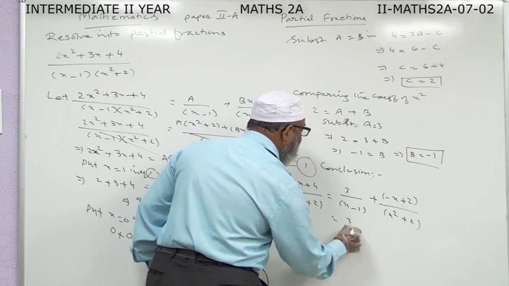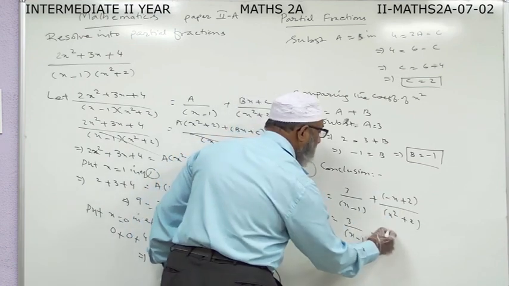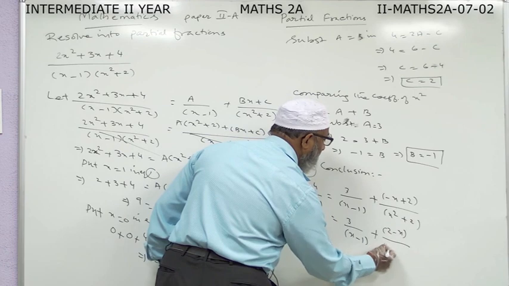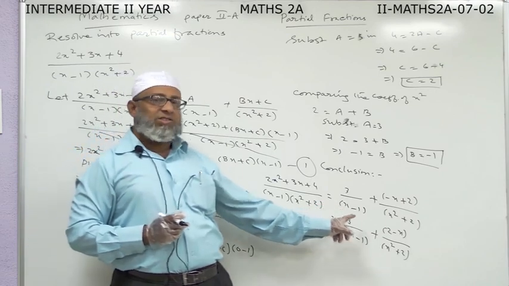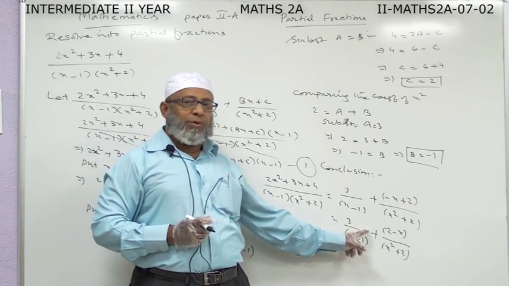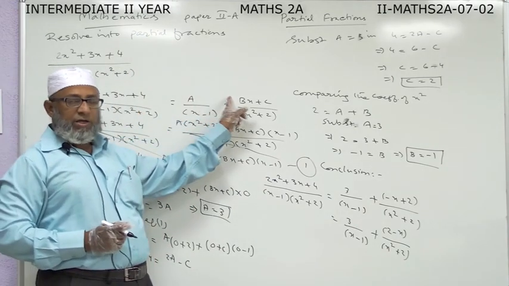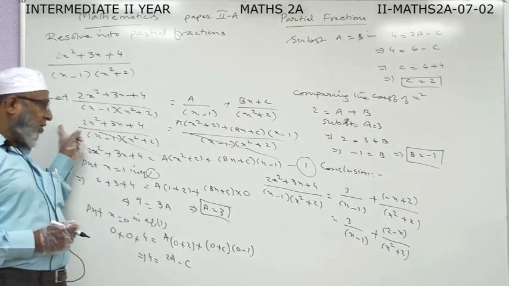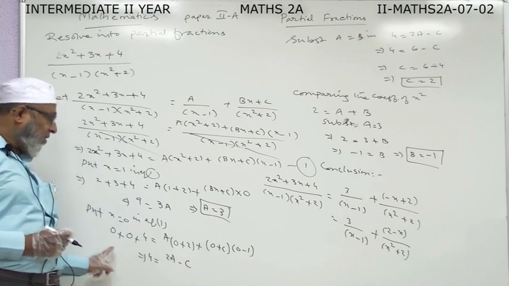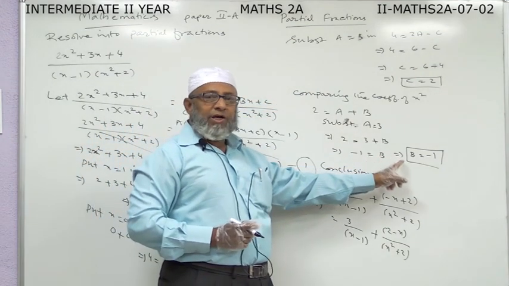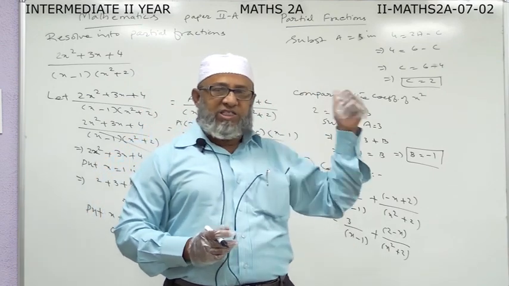Or this can be written as 3 by x minus 1 plus 2 minus x divided by x square plus 2. So this is your result. You have to write the last step compulsorily. If you write this last step, you may get 1 mark. If you write the first step, 1 mark. So this will become 2 marks. On calculating the value of A, you may get 1 mark. Then on calculating the value of C and B, you may get 1 mark. So overall, this is a 4 mark question. This is called the scheme of valuation marks.